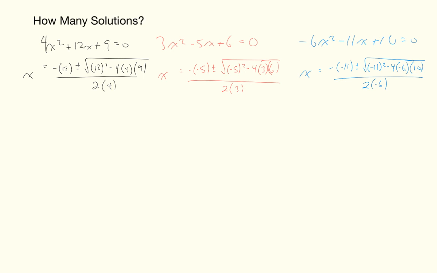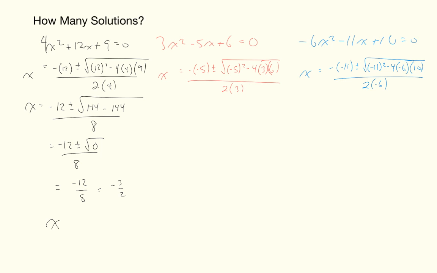Here we go. x equals negative 12 plus and minus the square root of, well, 12 squared is 144 minus 16 times 9. 4 times 4 times 9 is 144, over 8. Looks like I get negative 12 plus and minus the square root of 0 over 8. So I guess I'm not going to be adding or subtracting anything. It's actually just going to be negative 12 over 8, which is negative 3 over 2. Looks like there is one solution to this problem. It is that x equals negative 3 over 2.